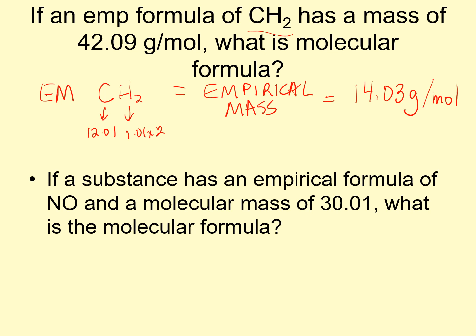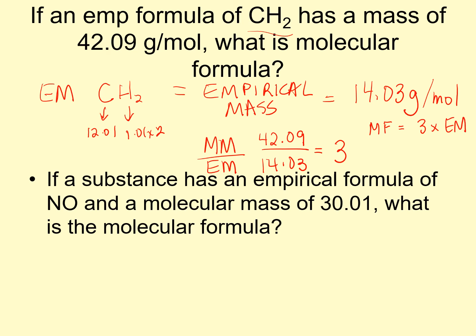All right. So molecular mass is 42.09. And so we would divide it by the empirical mass, 14.03, and we find out that it's a value of 3. So the molecular formula equals 3 times the empirical formula. So it would be CH2 times 3, we'd get C3H6.